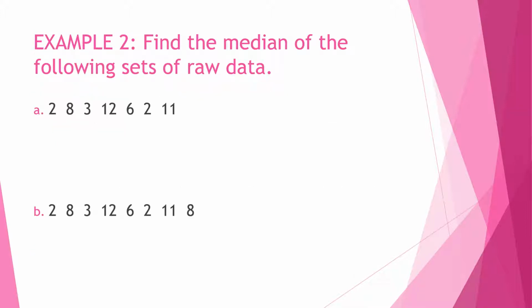All right, here's our example for the median. It says find the median of the following sets of raw data. I think what they mean by raw data here is that the data are not in order from smallest to biggest. So don't forget, that's always your first step. All right, so part A, here's our data set: 2, 8, 3, 12, 6, 2, and 11.